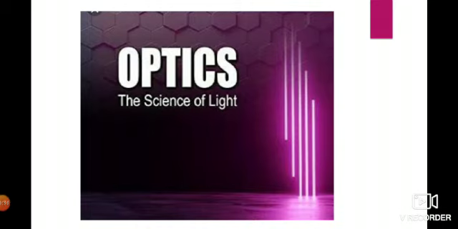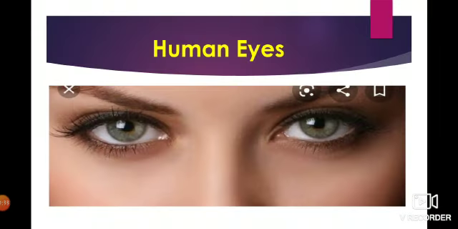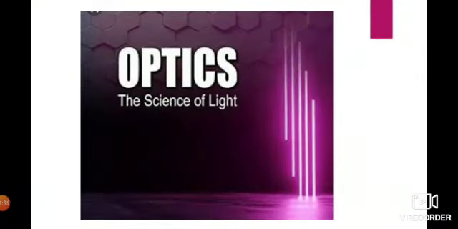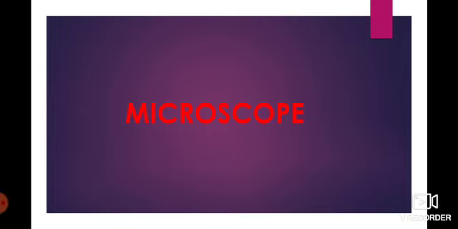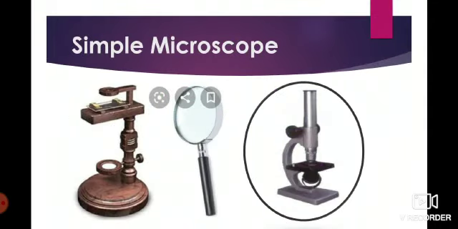Now we will learn about microscope. It is an optical instrument which helps to see tiny objects, that means very small objects, and it is classified as simple microscope and compound microscope. First we will learn about simple microscope.